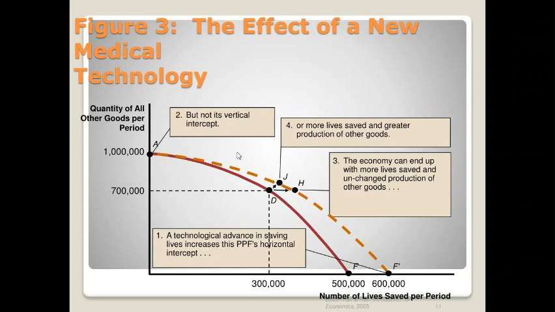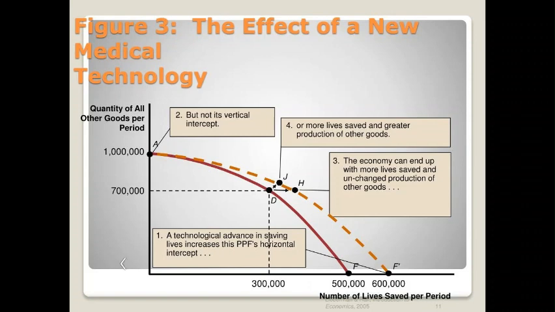So this is figure 3, the effects of new medical technology. And from that, we have the concept of equilibrium. I will look at equilibrium in a later video. So we have the quantity of all other goods per period with the average of 1 million with the reduction. If you take that into account, we have a difference of 3,000 goods per period. So let's read, but it's not the vertical intercept.